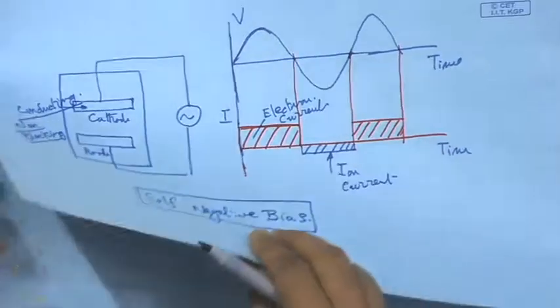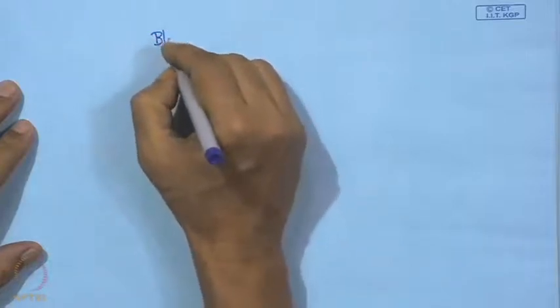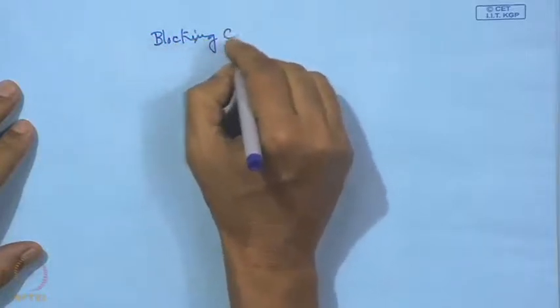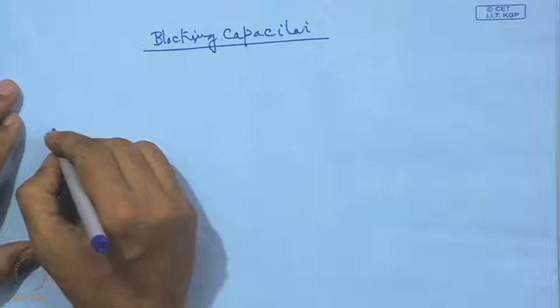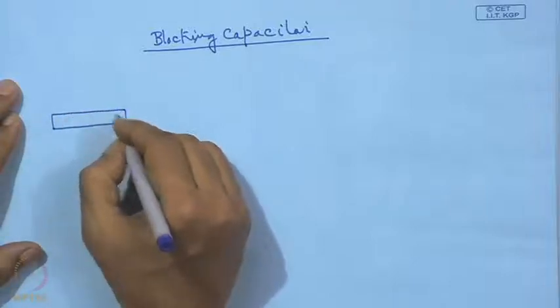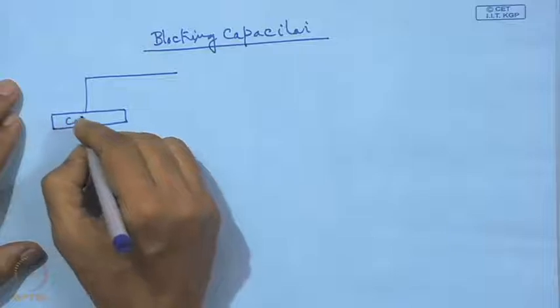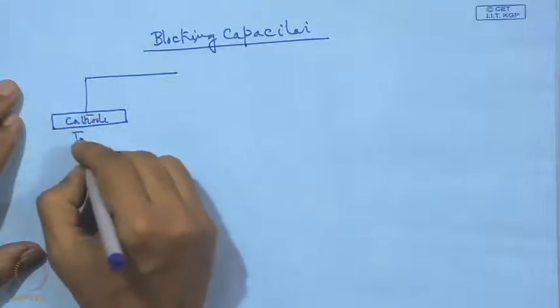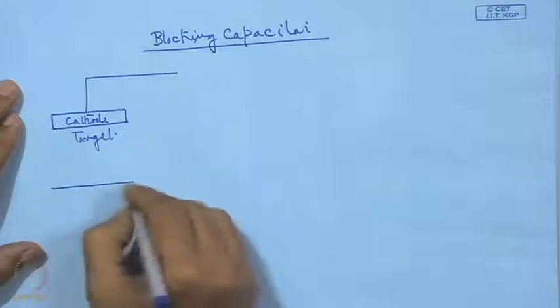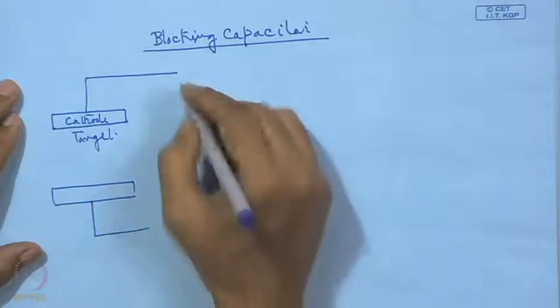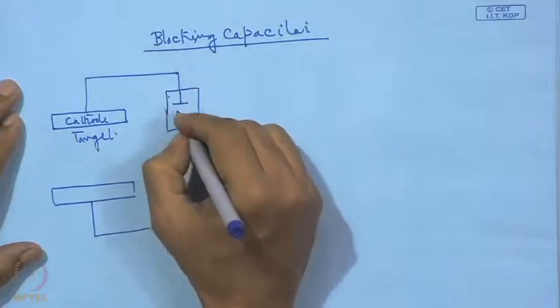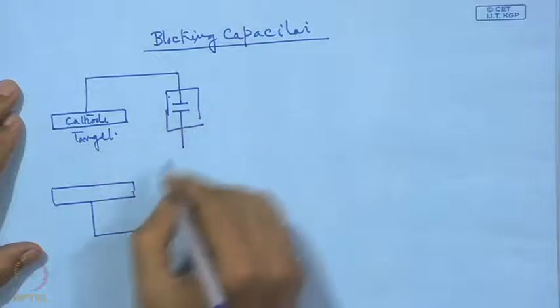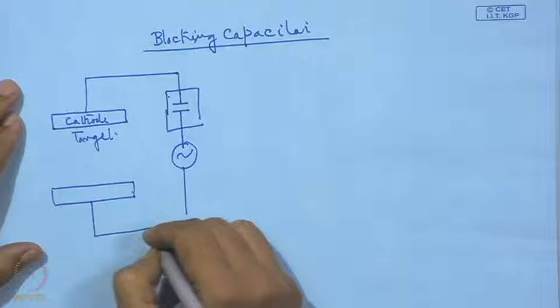So, when it is a conducting cathode or a non-blocking cathode, what is also added here in this system is what we call a blocking capacitor. Now, with this blocking capacitor, this diagram will be slightly modified: this is actually the cathode, which is the target, and just facing this will be the anode, and here we have a blocking capacitor, and then followed by this alternating supply.